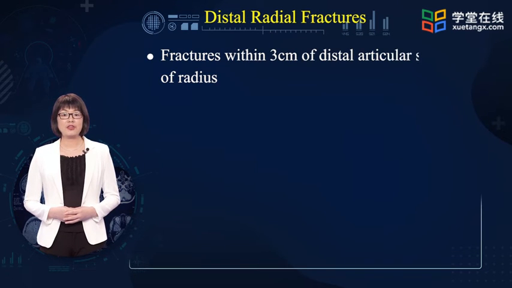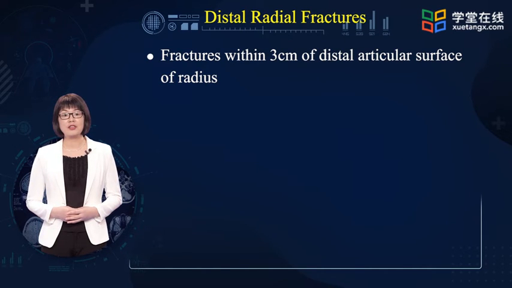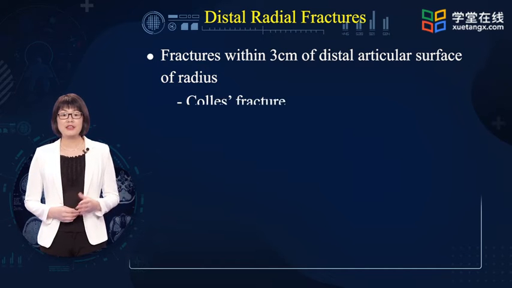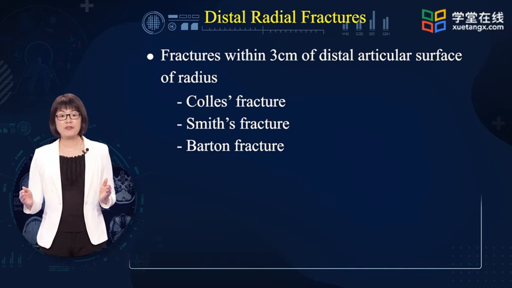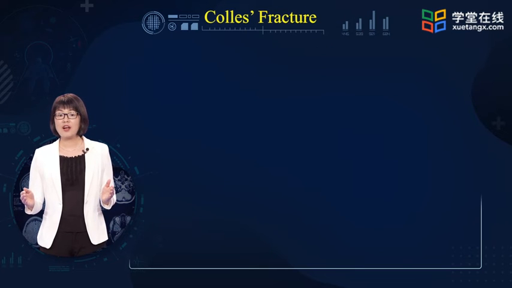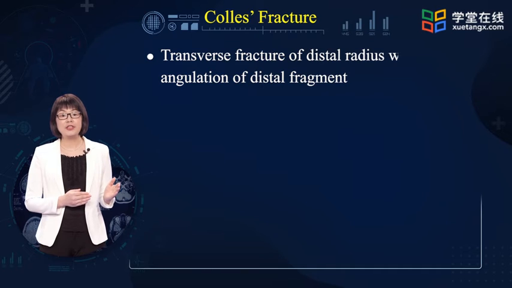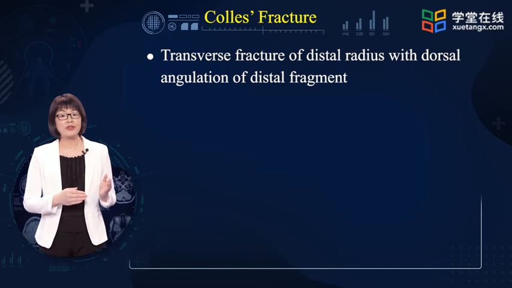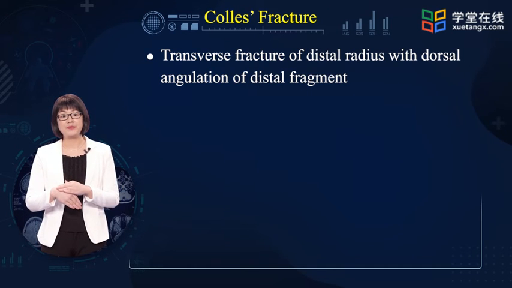Distal radius fractures are common injuries, which refers to fractures within 3 cm of the distal articular surface of the radius. 3 types of fractures need to be addressed here. They are Colles fracture, Smith fracture, and Barton fracture. What is a Colles fracture? It is a fracture of the distal radius with dorsal angulation of the distal fragment.